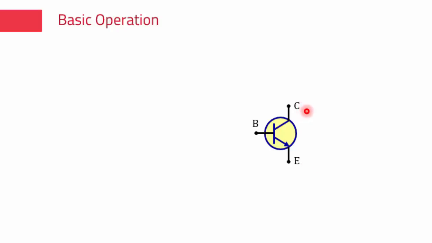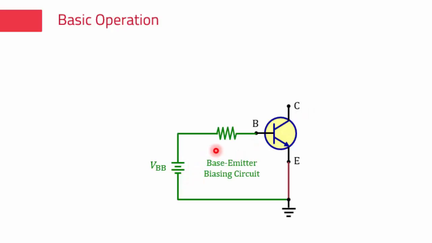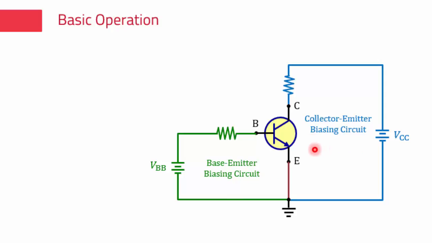The labels B, C, and E are optional. They are given for the convenience of discussion. In order to get the transistor working, we need to connect power supplies and other components to bias the transistor. This is the base emitter biasing circuit. This is the collector emitter biasing circuit.